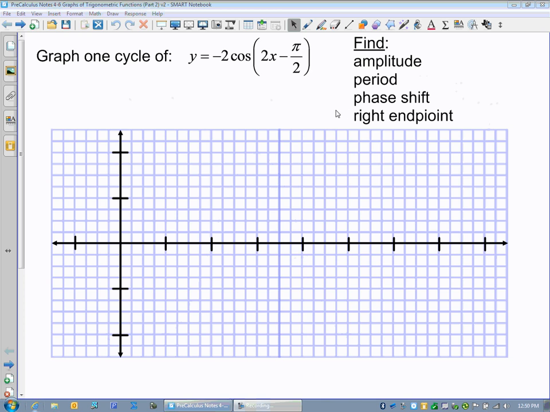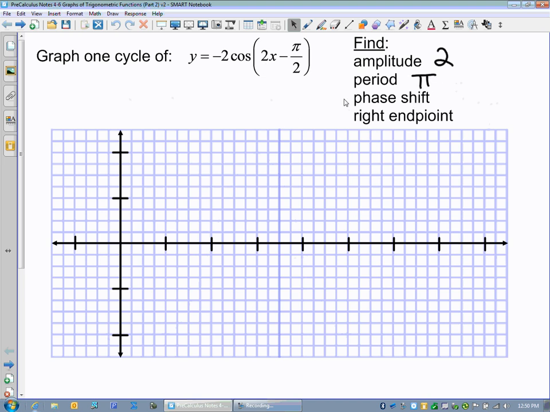So if we look at the four pieces of information that we want to find with all of these graphings, we want to first look at the amplitude, and that's going to be the absolute value of the coefficient of the trig function. So absolute value of -2 is a +2. That will be our amplitude. That's the distance from the center to the top, or the distance from the center to the bottom. For the period, we want to look at the coefficient of x inside the argument, and our period is 2 pi divided by that coefficient. So 2 pi divided by 2 is simply going to be pi.